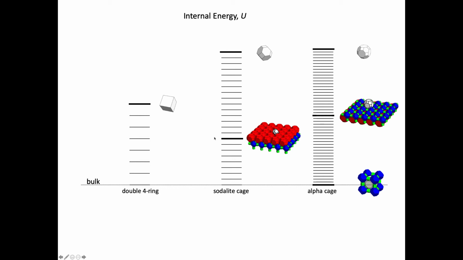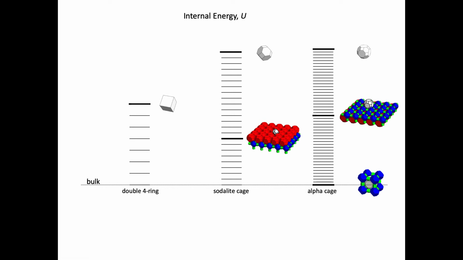Now they are not balanced around the kink site here, they are simply balanced at the point where there are no Q3 sites. So for example, we go up to this energy level. Here we've turned one Q4 into a Q3 at this point here, and here we've turned one Q4 into a Q3. But we have the ability to say, well, is the Q3 in a double 4 ring exactly the same free energy as one Q3 in a sodalite cage? Is it the same as one Q3 in an alpha cage?